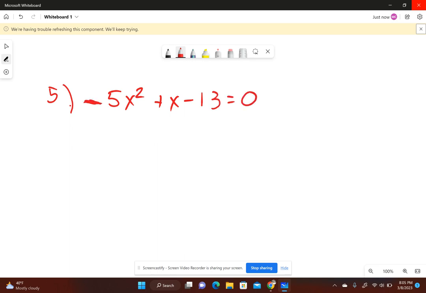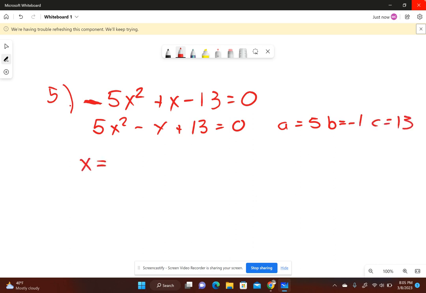You all know me, I do not like working with a negative leading coefficient, although you can, but I don't like it. So I'm going to multiply everything by negative 1. And then I'm going to let a equal 5, b equal negative 1, c equal 13. So x equals the opposite of b plus or minus the square root. B squared is 1 minus 4 times 5 times 13. Now, 4 times 5 is 20, times 13 is 260.